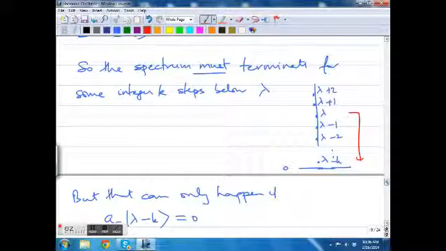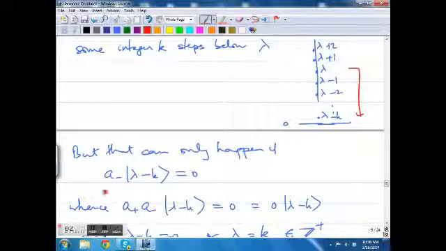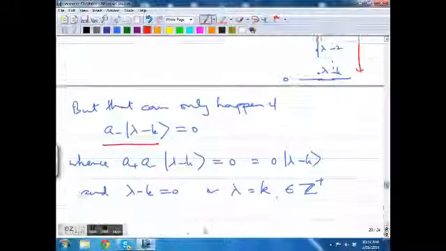Now, the only way that process of generating lower and lower eigenvalues can terminate is that there comes a point at which you act with a minus on the last step, which I've labeled as lambda minus k, and when we act on that eigenvector we simply get 0. If we didn't get 0, we would end up with an eigenvector with a still lower eigenvalue. So that's really the only way for the process to terminate.